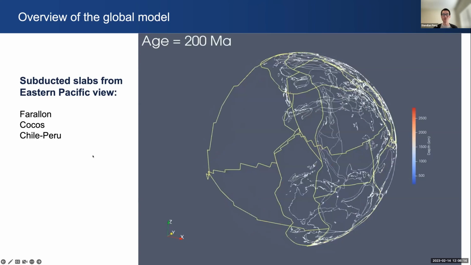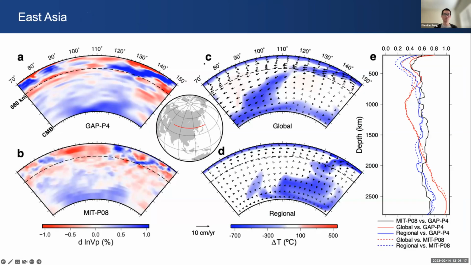Next, I will show the comparison of the global model and the regional models. First, for East Asia, the chosen cross-section is shown on the map. On the left side, these are the seismic anomalies. These cold anomalies are often interpreted as the slabs. These two are the model results, the global model and the regional model. This one shows a quantitative score to evaluate how well the model fits tomography.